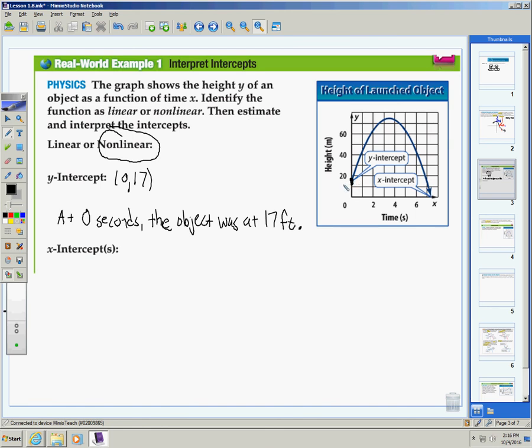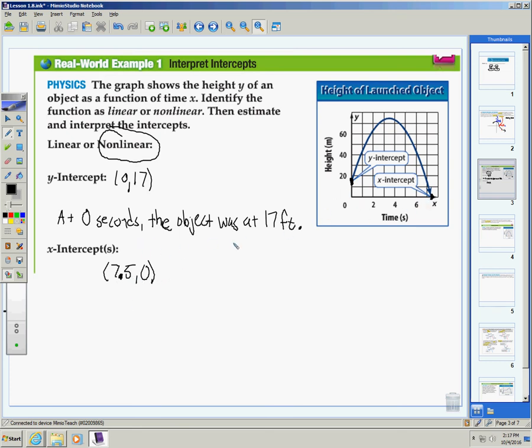And then the x-intercept, where it crosses the x-axis, and I'm going to say this is 1, 2, 3, 4, 5, 6, 7, about 7.5, let's say. So we'll go (7.5, 0). Remember, your y is always 0 for an x-intercept. And what does this mean? Well, at 7.5 seconds, the height was 0.